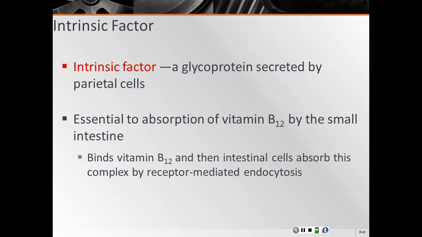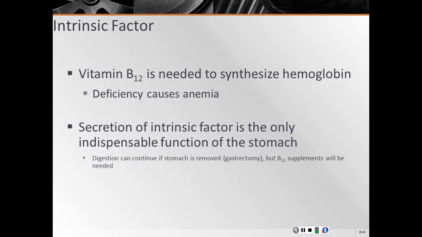Now the intrinsic factor, a glycoprotein secreted by the parietal cells, is essential to the absorption of vitamin B12 in the small intestine. Without vitamin B12, hemoglobin cannot be synthesized, and pernicious anemia develops. The secretion of the intrinsic factor is the only indispensable function of the stomach. So as people get older, the gastric mucosa atrophies and the risk of pernicious anemia starts to increase.